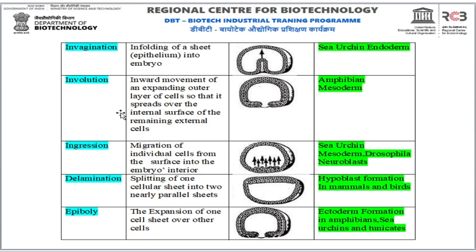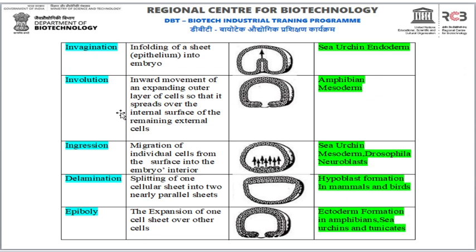Next, gastrulation movements. First is invagination, which is an infolding of epithelium into the embryo, and this type of movement can be found in sea urchin endoderm. Next is involution, an inward movement of an expanding outer layer of cells so that it spreads over the inner surface of the remaining external cells. So the cells that are expanding start to go to the inner side so that they form a second layer. An example is amphibian mesoderm.